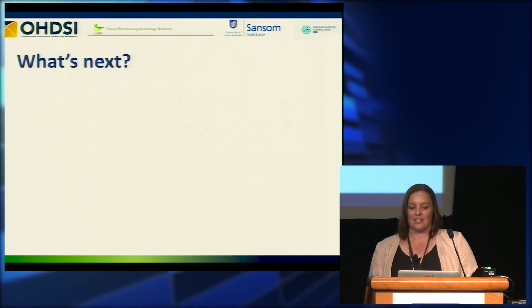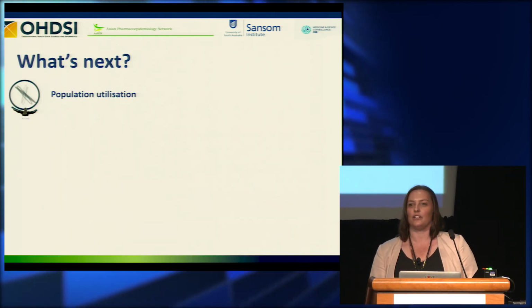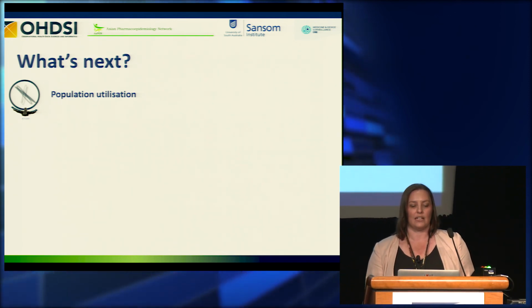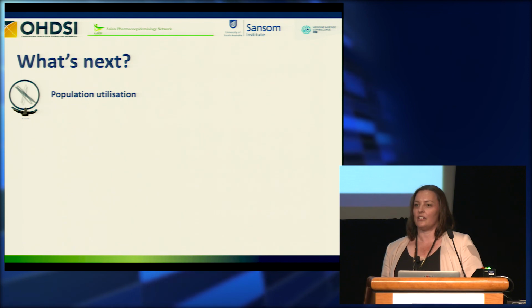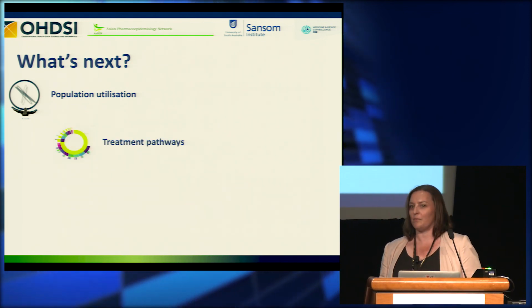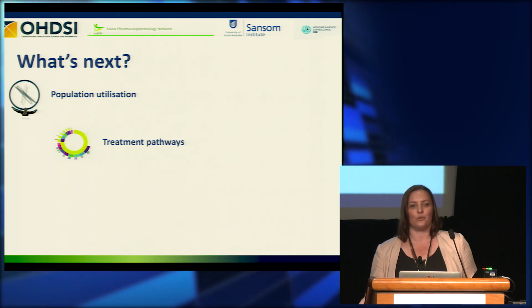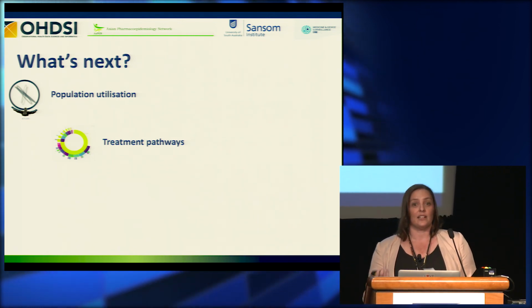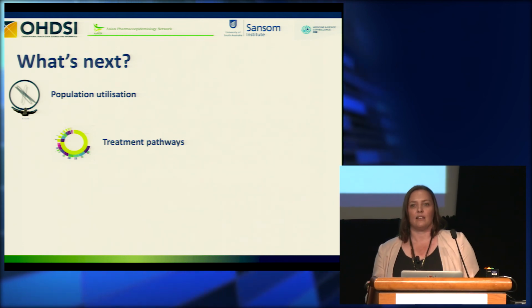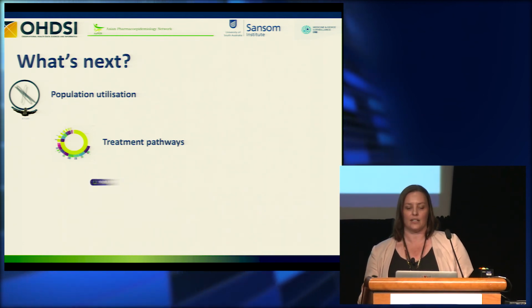So what's next? We're going to utilise all of the tools of OHDSI to do this study. We're going to look at population utilisation. Who uses biologics? How much do they use? What are the treatment pathways of biologics? Who uses what and in what order? And can we identify different treatment patterns in different countries? And that may help us with our safety studies.